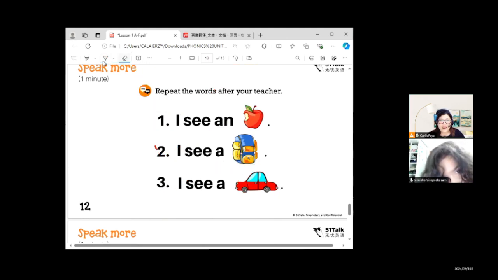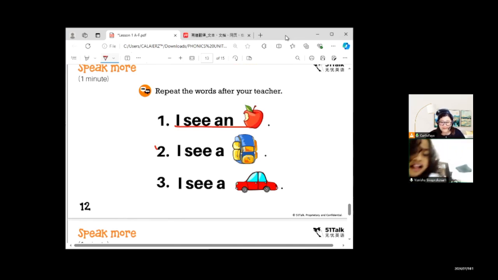Okay. I see. Go. Apple. I see an apple. Come on. I see an apple. I'm going. I see an apple. Okay? I see an apple. I see an apple. Very good.